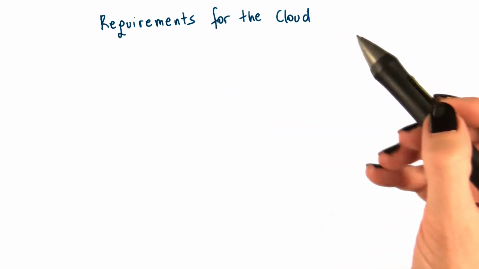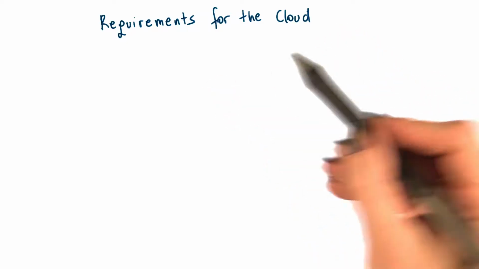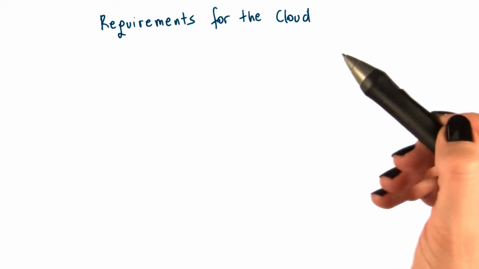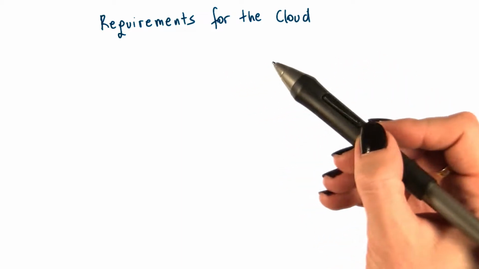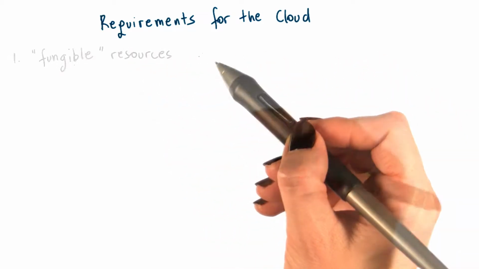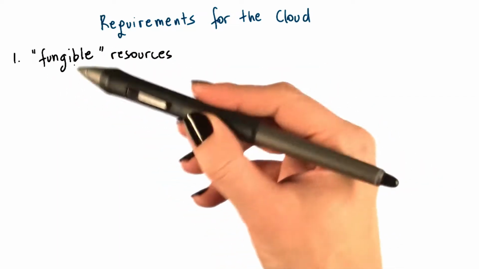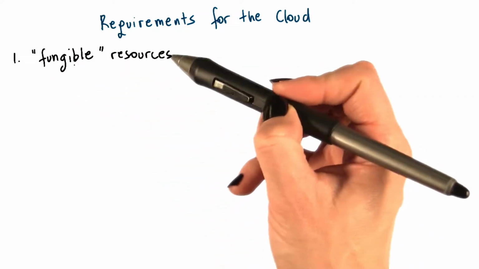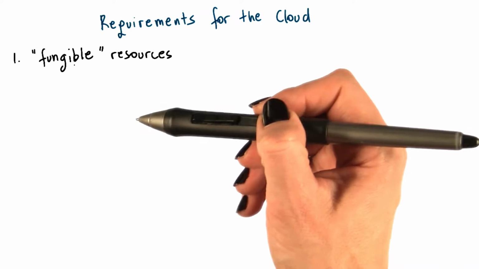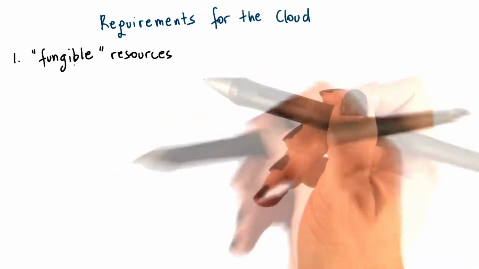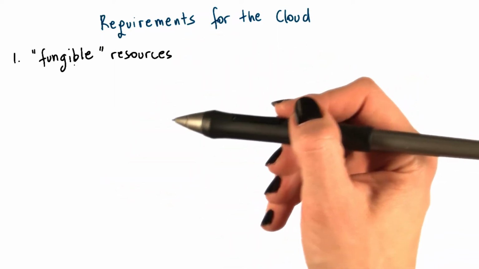From everything that we have said so far, the technologies that are used to enable compute cloud offerings must address a number of requirements. Clouds must provide fungible resources, which means that the resources can easily be repurposed to support different customers, potentially even with different types of requirements.